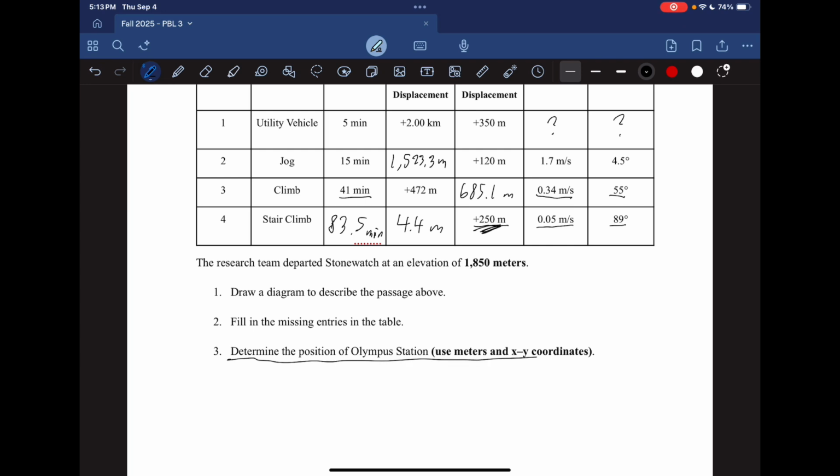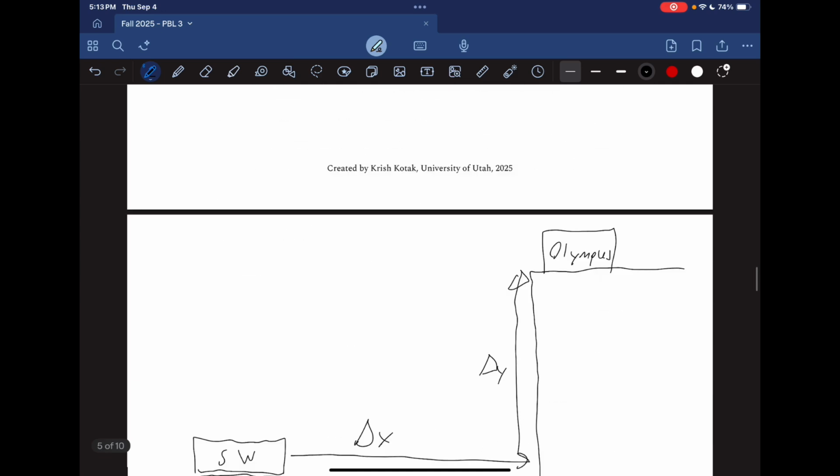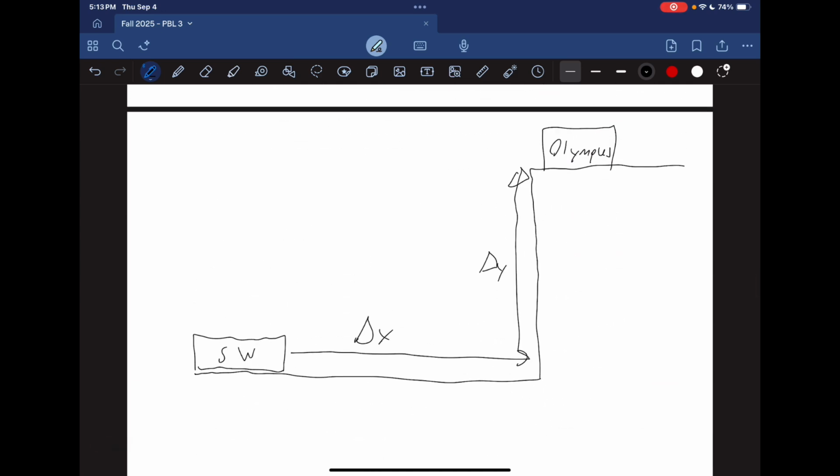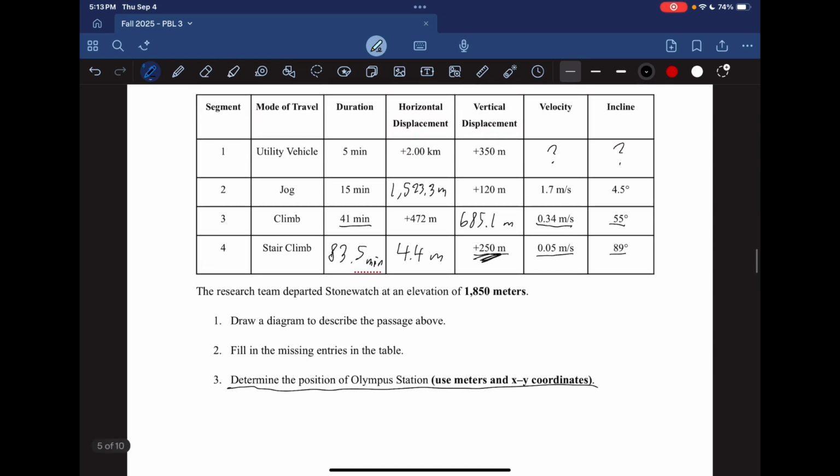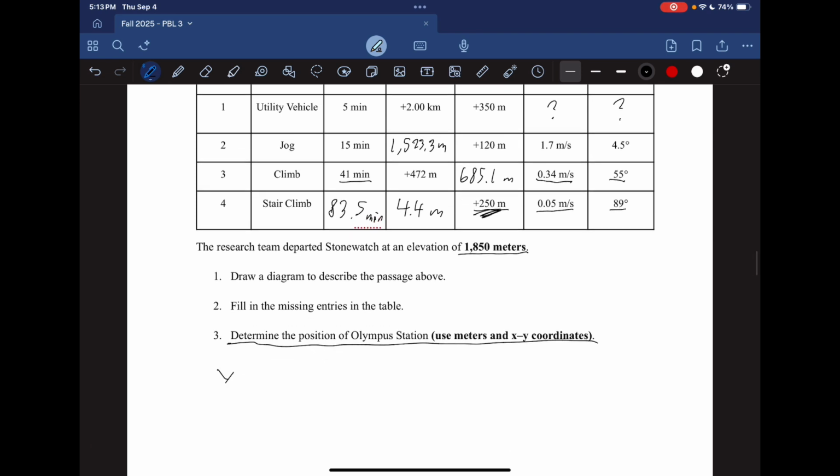It wants us to determine the position of Olympus station using meters and XY coordinates. So going back to our diagram here, we need our delta X and our delta Y. That's going to be our meters and our XY coordinates. So I'm first going to do our vertical displacement. We have 350 meters plus 120 meters plus 685.1 meters and then plus 250 meters. Finally, we also have to add this 1850 meters that they start at. So plus 1850.